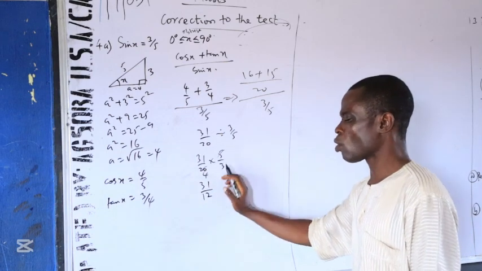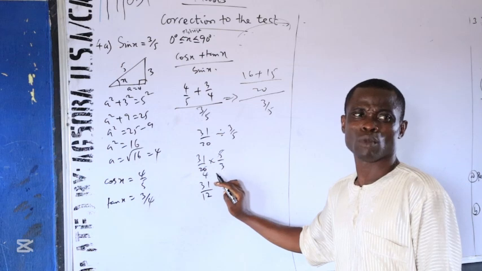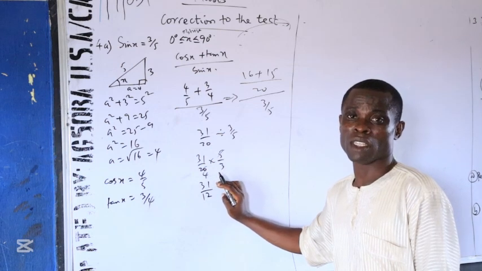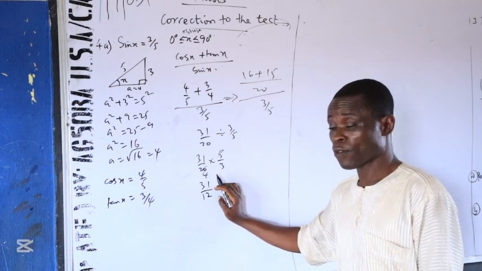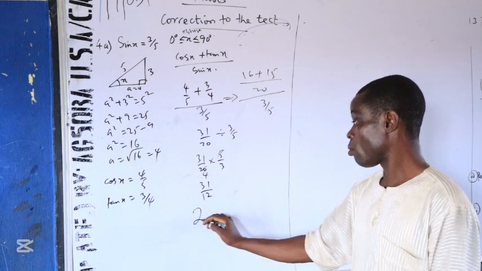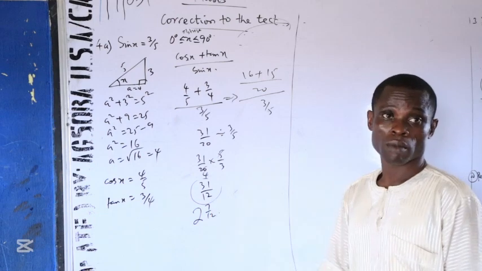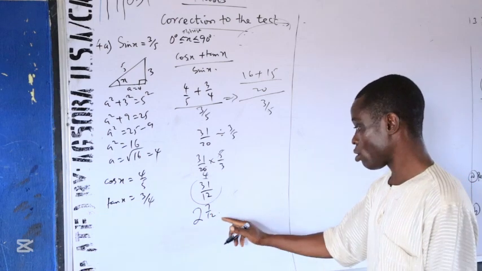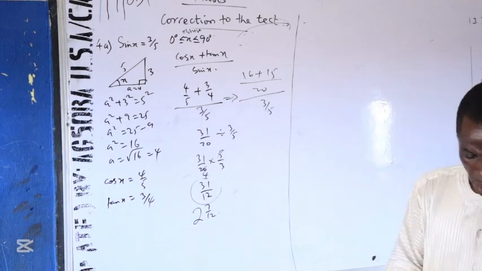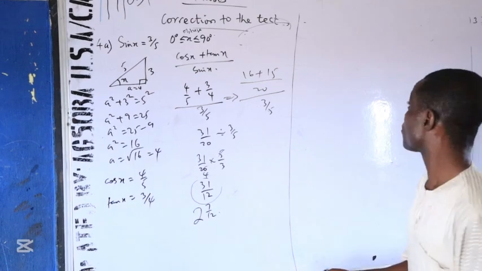And some students now stop here. It's wrong. At least you must express your answer in mixed form, not this fraction form. That's 2 number 7/12. So don't stop here in the exam. Although I do not penalize them, but don't stop here. Work it further. Is that it?